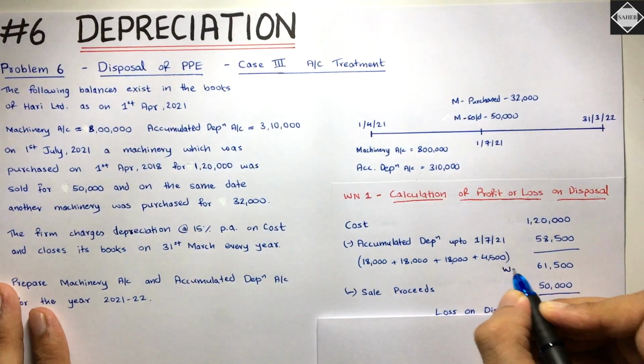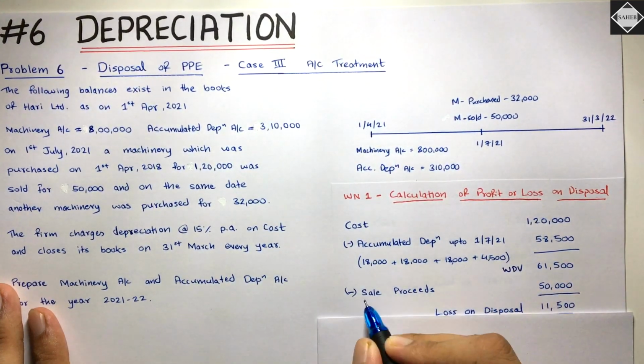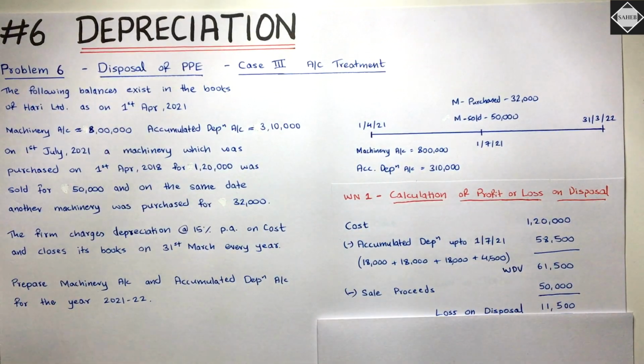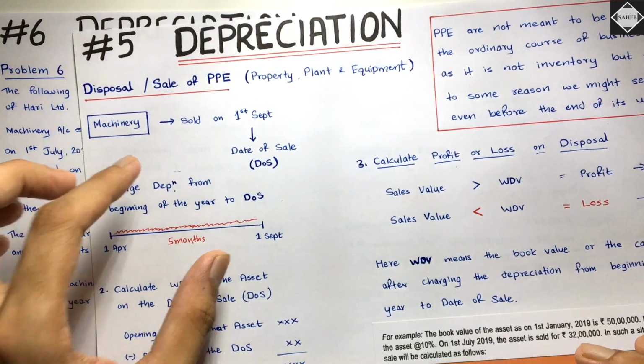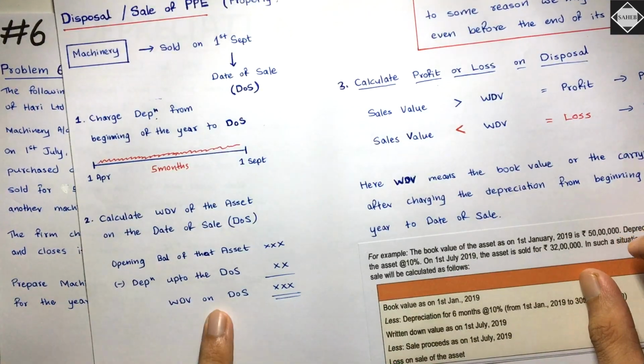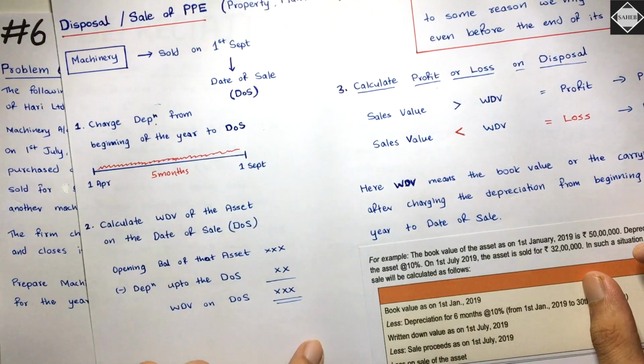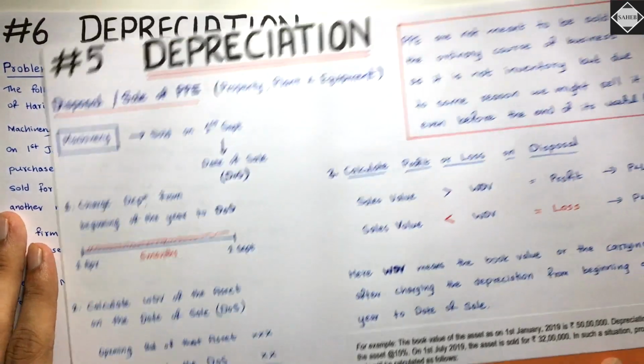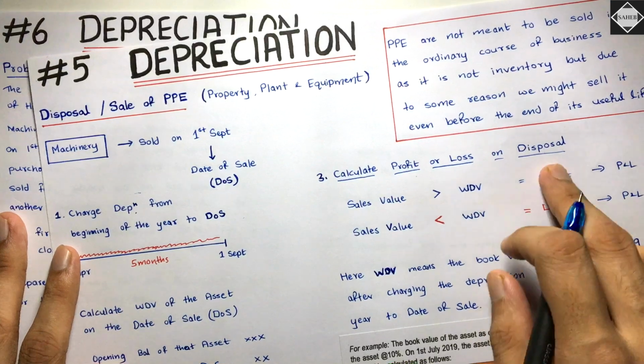This is WDV. From WDV you have to subtract the sales proceed, isn't it? You all know what we do. First you have to charge the proportionate depreciation on the asset which you have sold, and then calculate the WDV on the date of sale, right? And then you have to compare the sale value with WDV and find out whether there is profit or loss.